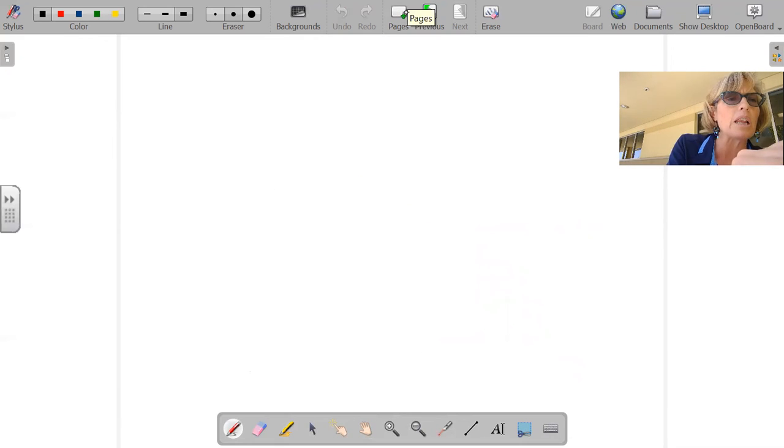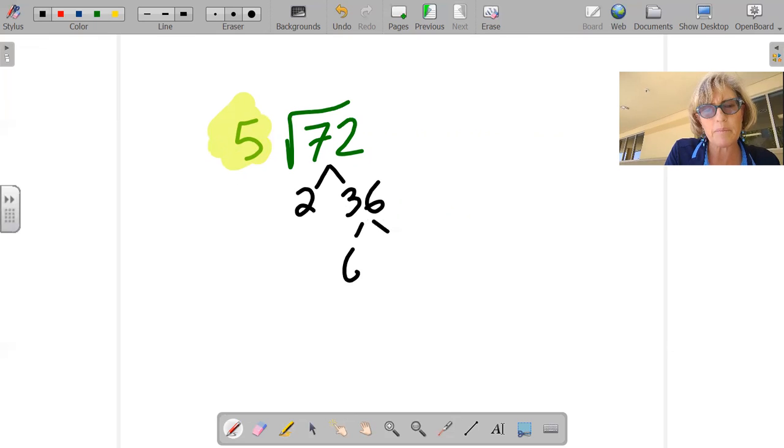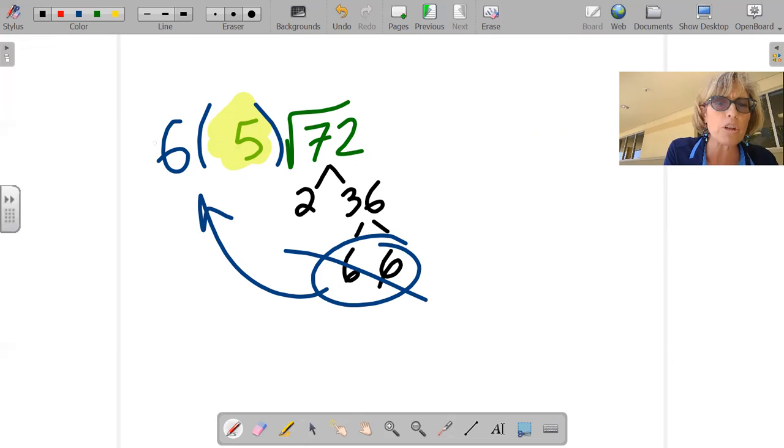Let's say you have something like this, 5 root 72. So this is called a coefficient on the outside. When we simplify this, so here I have a pair of 6s. They're going to come out. And you have a coefficient and multiply. So 5 root 72 is going to simplify to 30 root 2.